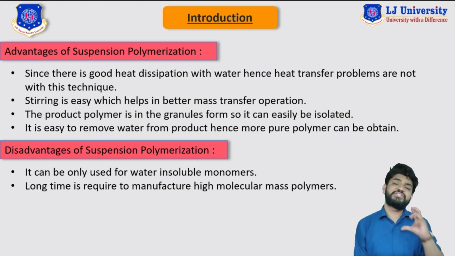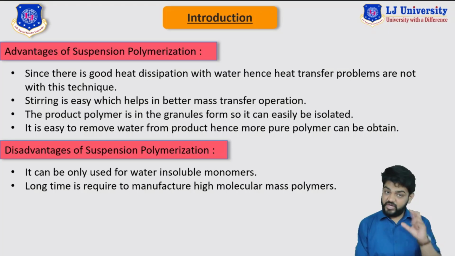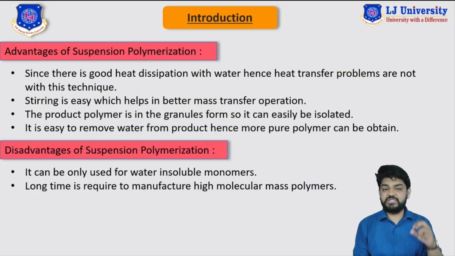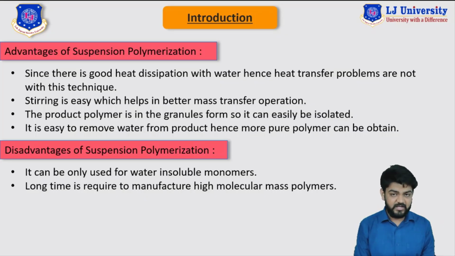One major disadvantage of suspension polymerization is that it requires a water insoluble monomer and an insoluble initiator. So whenever your monomer is insoluble in the solvent or in water, only then can you use suspension polymerization. Otherwise, you have to look for another technique, right? So the major disadvantage is that it requires a water insoluble monomer and insoluble initiators.